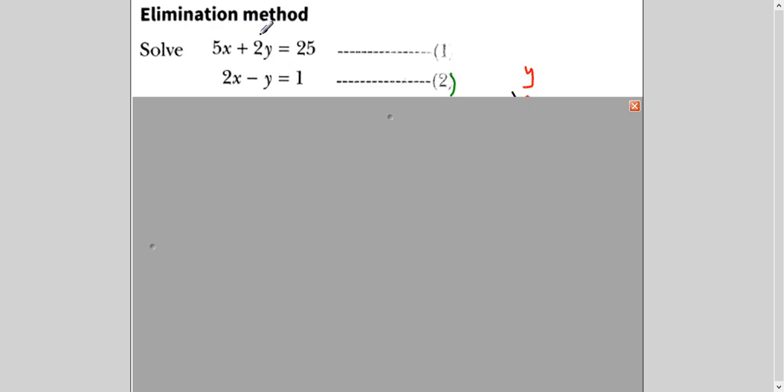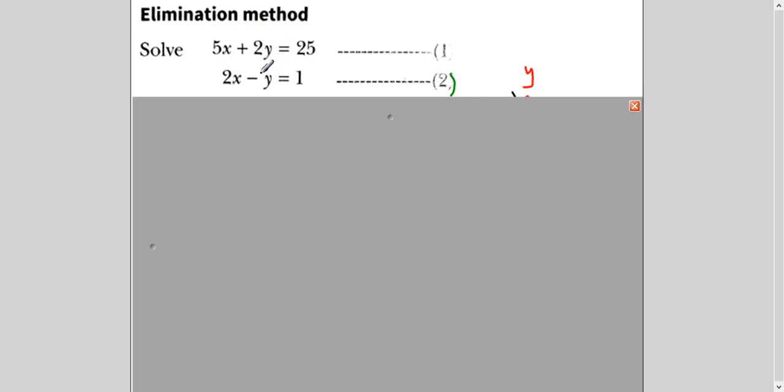When we're solving by elimination method, we try to make the coefficient of one of the variables the same. Right now, the coefficient of x, 5 and 2, is different. The coefficient of y, 2 and 1, is different. I'm not talking about signs, I'm just talking about the numeral value, right? Because in elimination method, we make the coefficient of one variable the same. So suppose I want to make the coefficient of y the same.